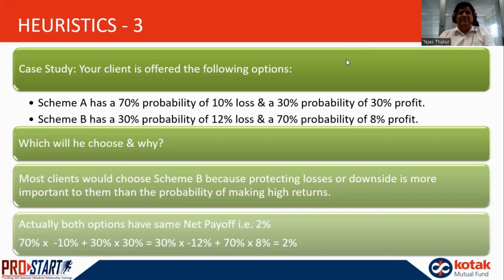So it is the same. Both the payoffs are the same. Obviously, I don't expect your clients to understand maths of this level, right? This is basic, but still, the point is very clearly the third point, which is mentioned in the slide. Most clients would choose schemes because protecting losses or downside is more important to them than the probability of making high returns. Now, how can you use this slide when you're making presentations to clients?